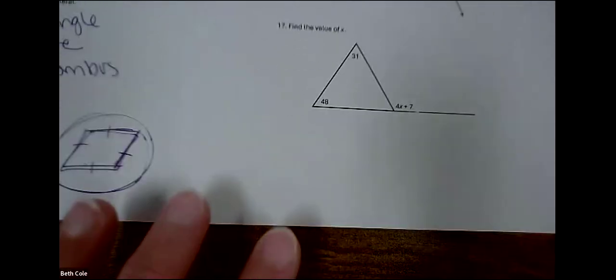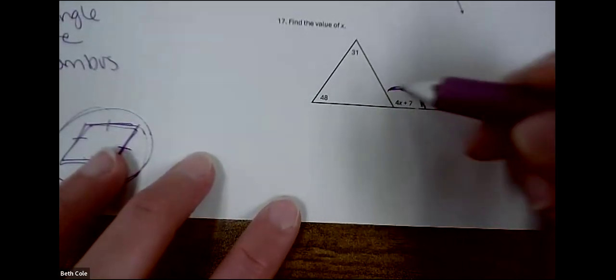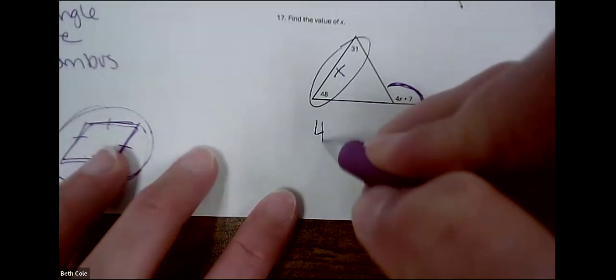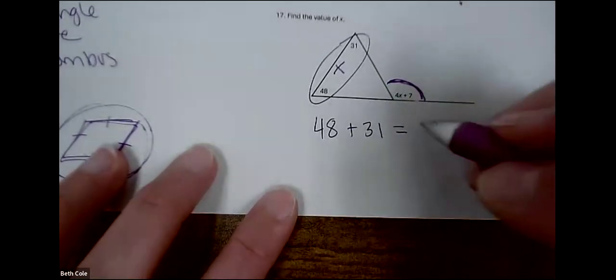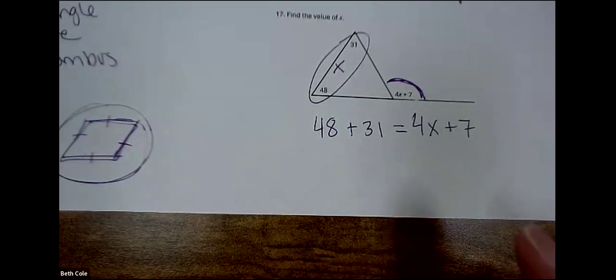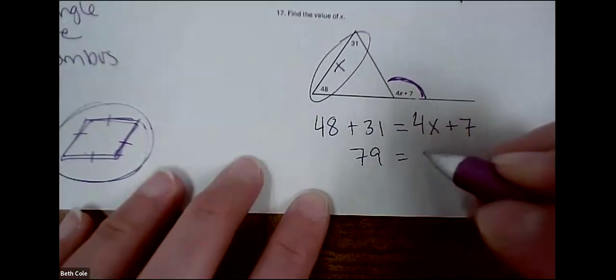All right, last one. When you have the angle that's on the outside of your triangle, this is exterior, you add the two that are inside, so 48 plus 31, and that's going to equal the one that's on the outside. So what would that be? Oh, good job.